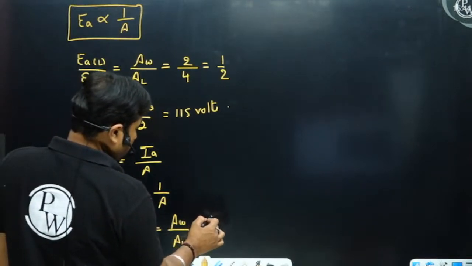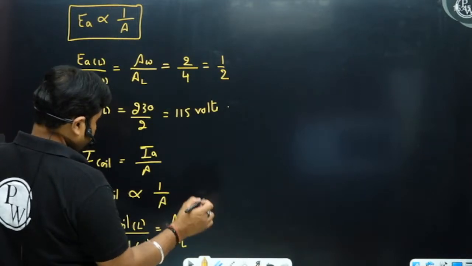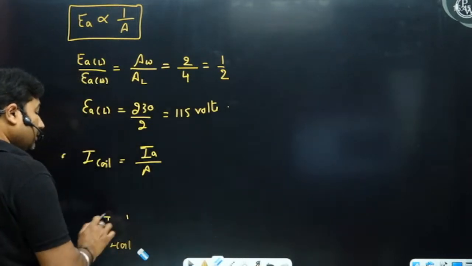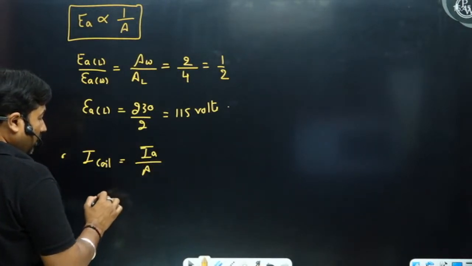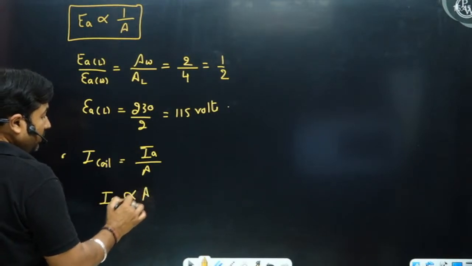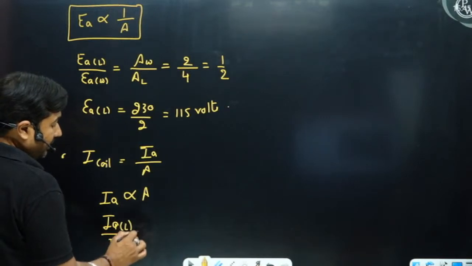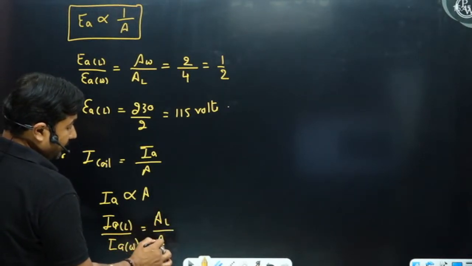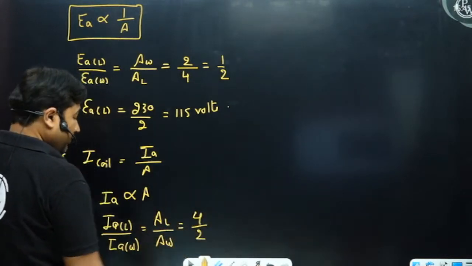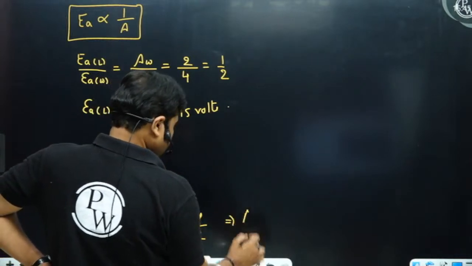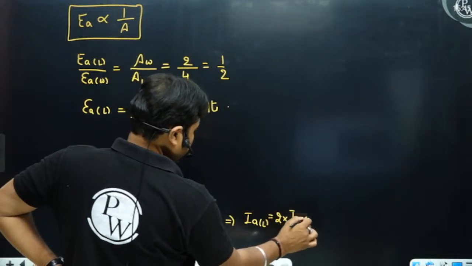So coil current, because the rating of the coil current is same, for same coil current will remain same. So IA is proportional to A. So IA in case of lap by IA in case of wave will become A of lap by A of wave. Number of parallel path in case of lap is 4. Number of parallel path in case of wave is 2. So this shows armature current in case of lap will become twice of armature current in case of wave.